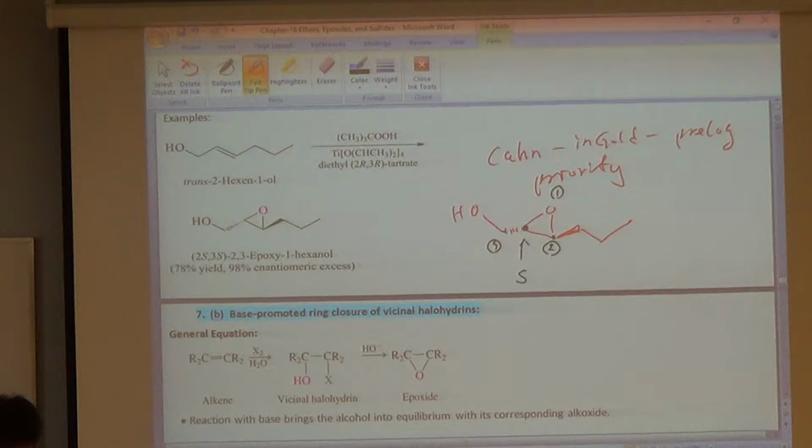Now let's see if that's right. So let me erase those. I will reassign our priorities for the carbon on the right side. So these are the substituents for the right carbon. Oxygen has the largest atomic number compared with carbon, so this is number 1. And then this will be number 2, because that carbon is bound to 1 oxygen. Now this carbon will be number 3.